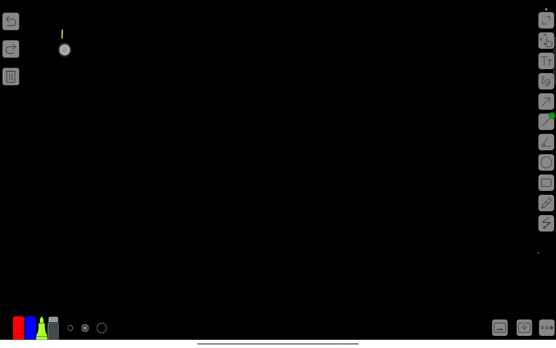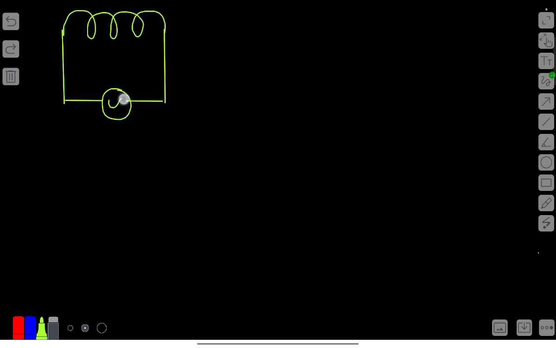First of all, let's draw a circuit which represents the whole thing. Consider there is one pure inductor attached in a circuit with an AC source. This is an AC source and this is a pure inductor. Let this inductor be L, as we already know from the first chapter, and this is the AC source.